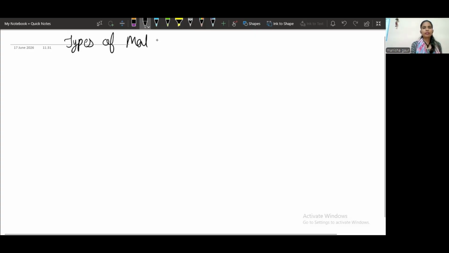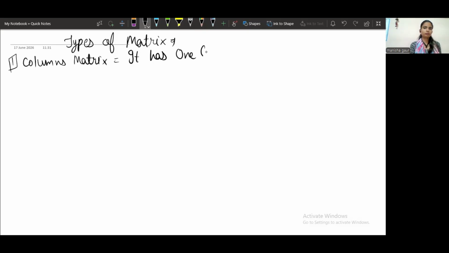We have so many types of matrix. Let's start with the first, the column matrix. What is a column matrix? As the word is saying, it has one column. Example: 0, minus 1 by 2, 3. The order is 3 cross 1.